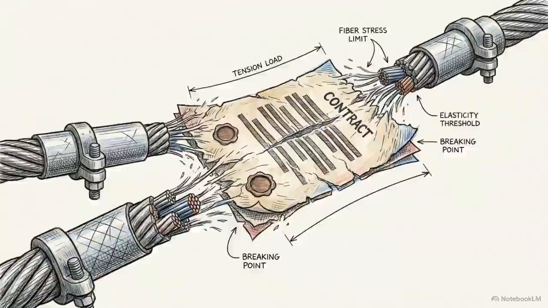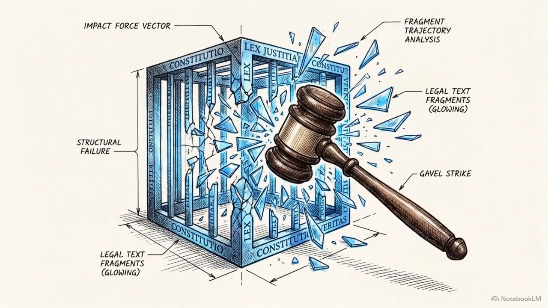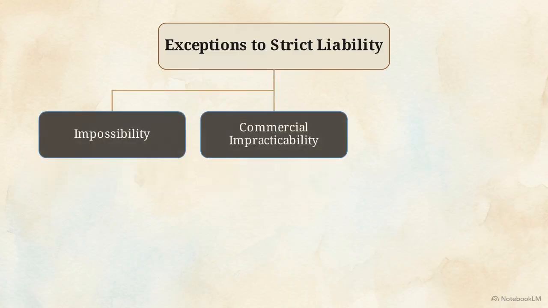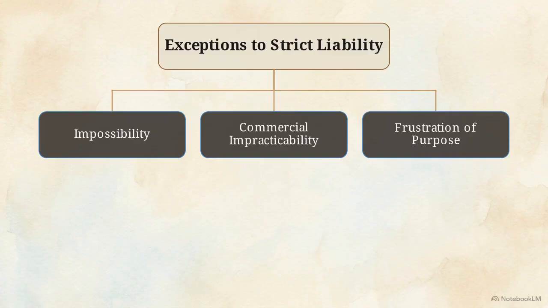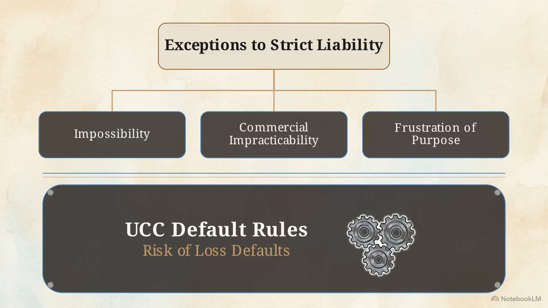for the wreckage. Contract law is governed by a fundamental tension. On one side, global commerce relies on strict, absolute certainty. Promises must be kept. On the other side, equity demands a mechanism to relieve parties from unbargained-for catastrophic hardship that neither side could have predicted. To understand this boundary, we must map the three common law exceptions to strict liability: impossibility, commercial impracticability, and frustration of purpose, and examine the Uniform Commercial Code's mechanical default rules used to assign risk of loss.